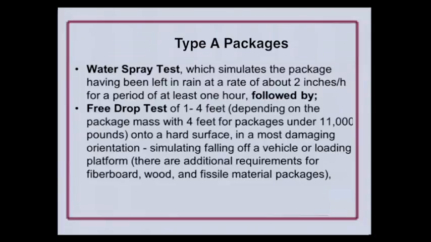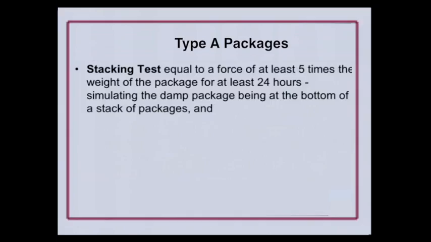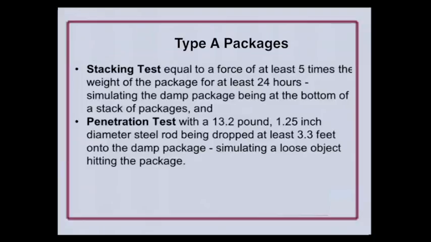Most places just do it in every orientation. Corner drop, flat drop, horizontal drop, vertical drop, bottom first, top first, every orientation that you can imagine. And in the regs, there are additional requirements, depending on the type of material, that you can do a different drop test. Stacking test, force equal to 5 times the weight of package for 24 hours after the wetting test again. And then the penetration test, 13.2 pound, 1.25 inch diameter steel rod, dropped from at least 3.3 feet onto the damp package.